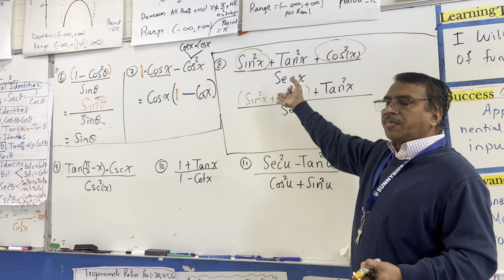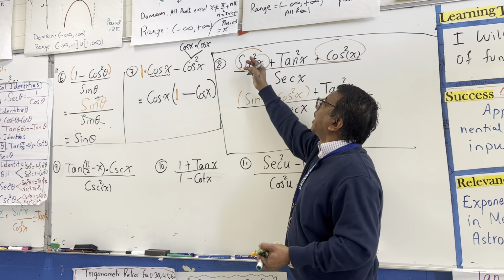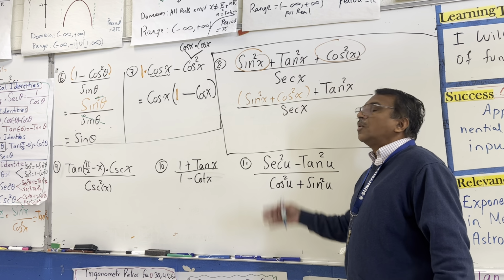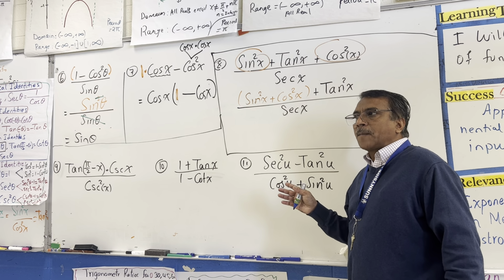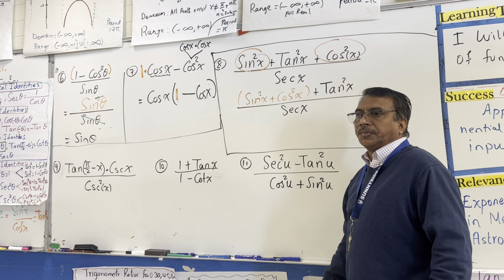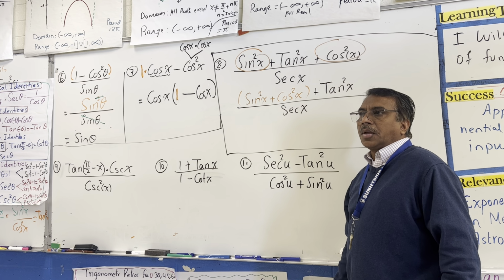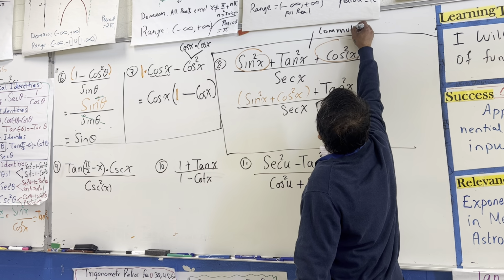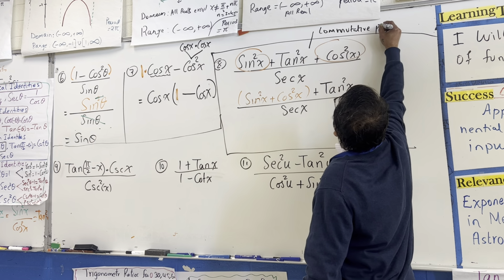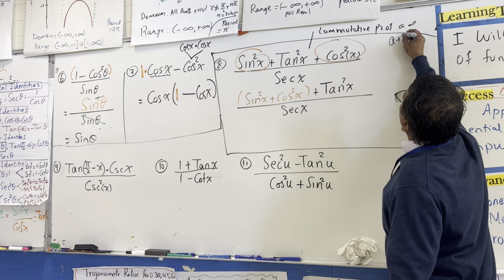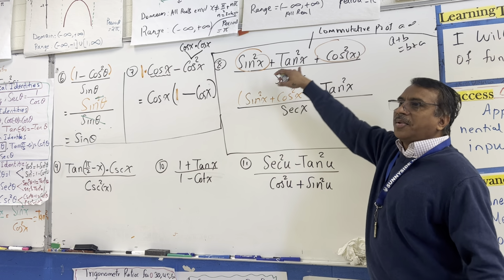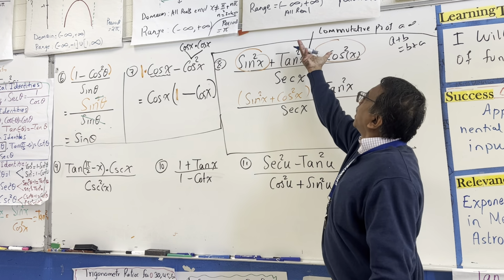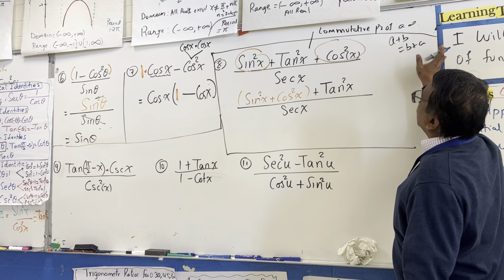Now you could have skipped this step also, because you know sine square plus cosine square is 1, and just write 1 plus. That's it. There was no need to write this step, but I'm still writing. Why am I writing this? Because we need to know why and how. Actually you're using the commutative property, the property of addition. It means a plus b is the same as b plus a, you just have to replace. This comes here, that's it.